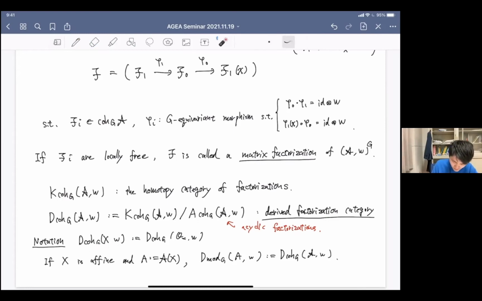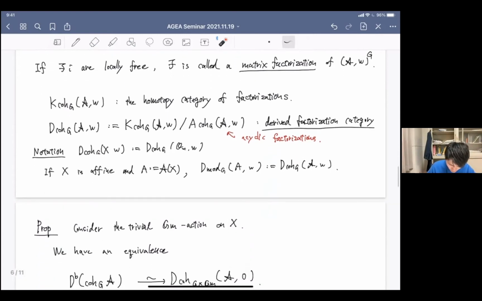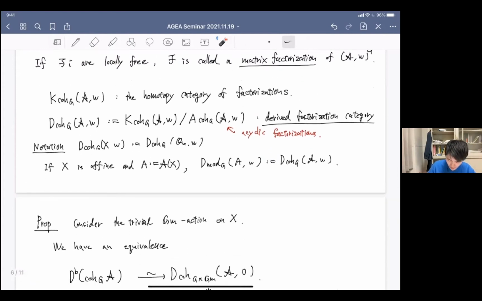And if X is affine and A is a global section of the algebra A, then we write D mod GAW for D conf GAW. And we explain the derived factorization category, which is a generalization of usual derived categories.